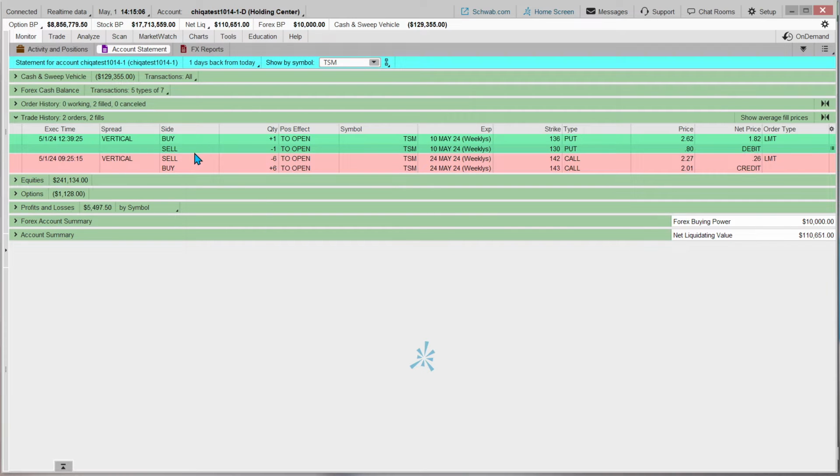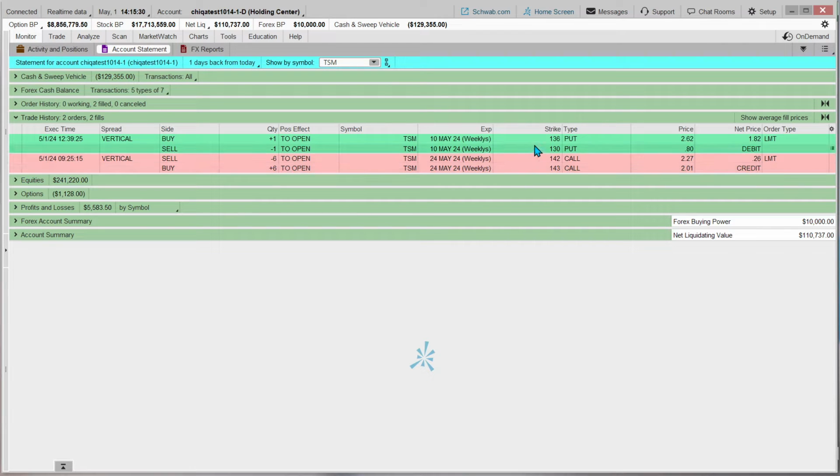Here we have a short vertical spread. It looks like we did 6 contracts on the short vertical spread and 1 contract on the long vertical spread. On the short vertical spread, we sold the 142 and purchased the 143, and that resulted in a net credit. This was a net credit of 26.